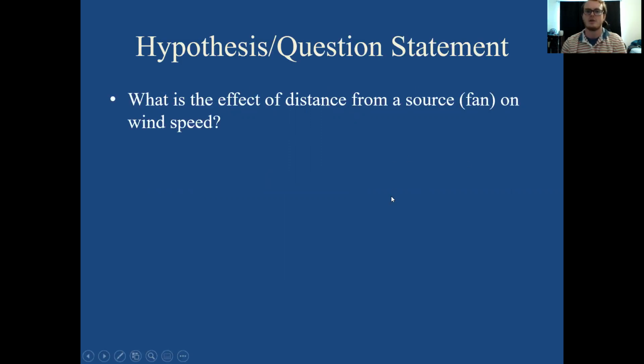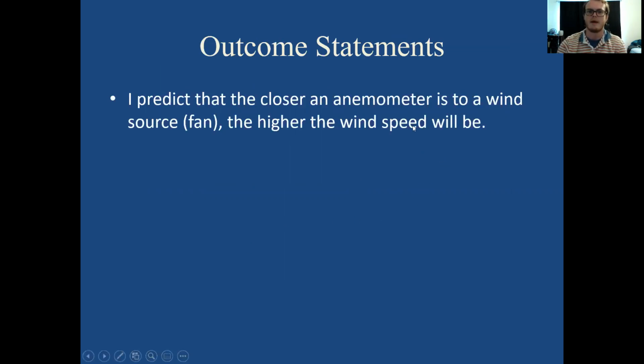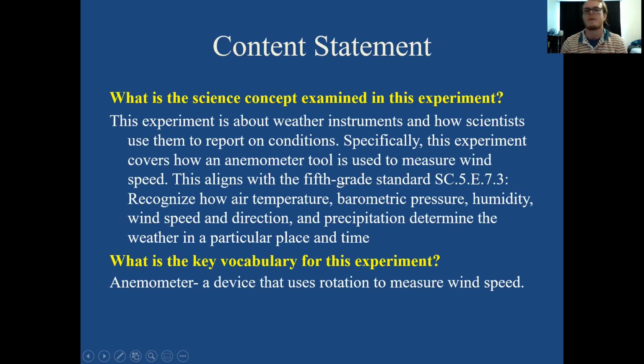So my question was, what is the effective distance from a source of wind on wind speed? And my prediction was that the closer it was to a source, the higher the wind speed will be. Now, I did this because this aligns with the fifth grade science standard about how temperature, pressure, humidity, wind direction, and wind speed are all used to determine the climate in a particular place and time for the area.